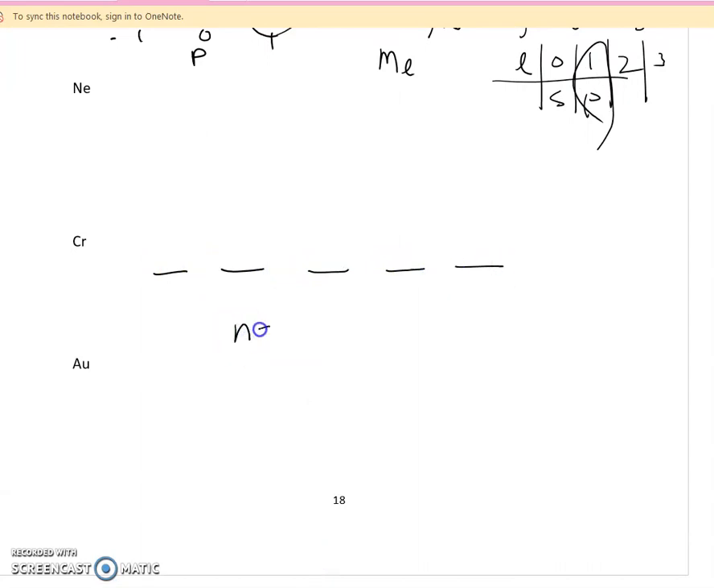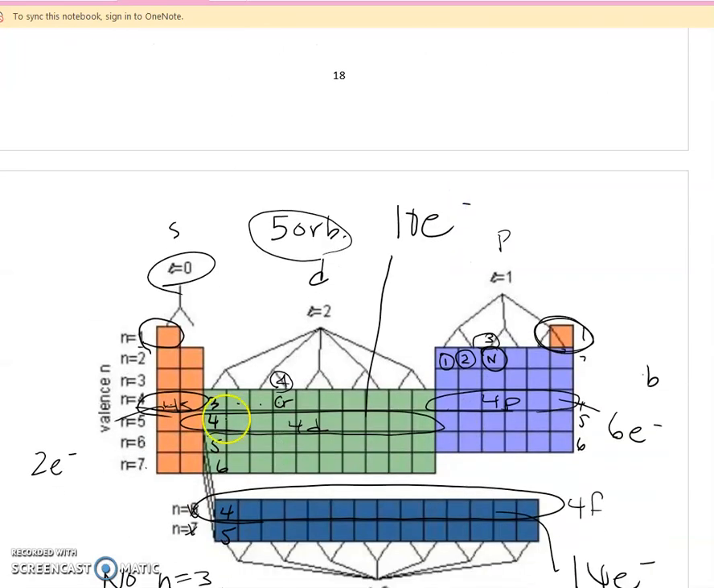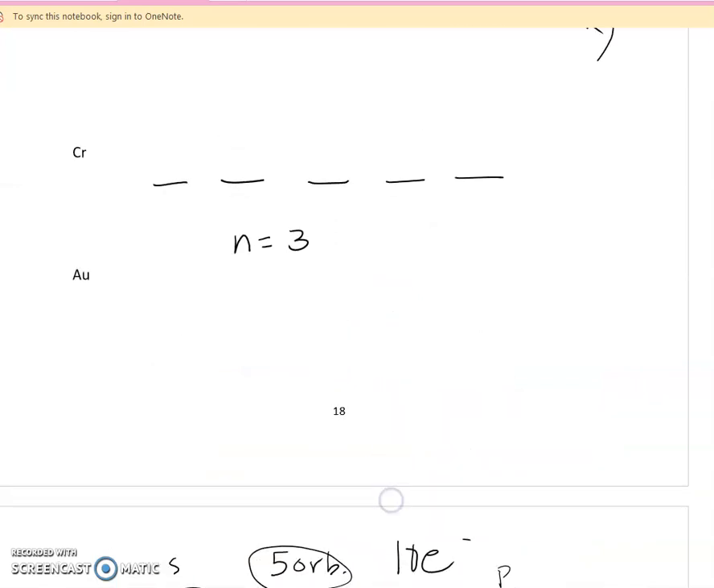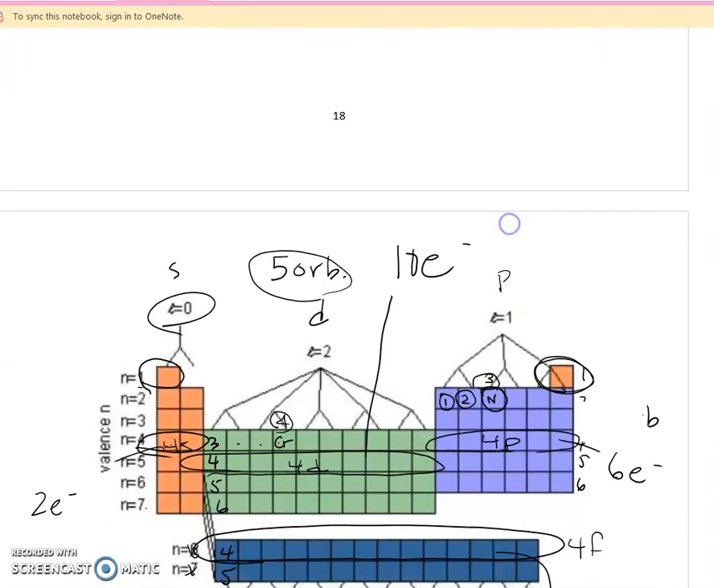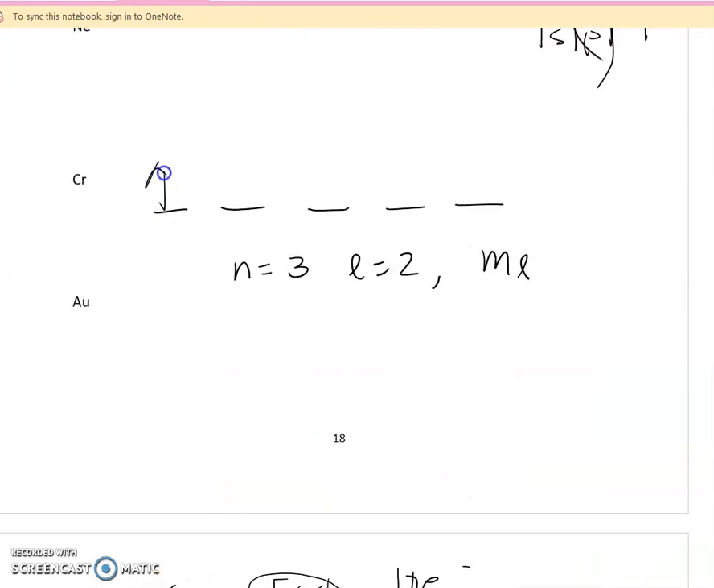Now our N here has to be 3 because recall that our D block starts with N equals 3. It's 1 behind our periods. So N is 3. Our L has to be 2. Our L is 2. And now let's do our M sub L. Well, we can't do our M sub L till we fill in our electrons. We have 1, 2, 3, 4 electrons. So 1, 2, 3, 4 electrons.